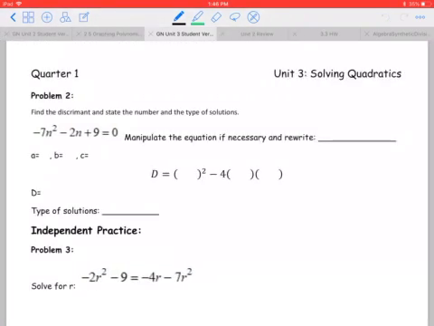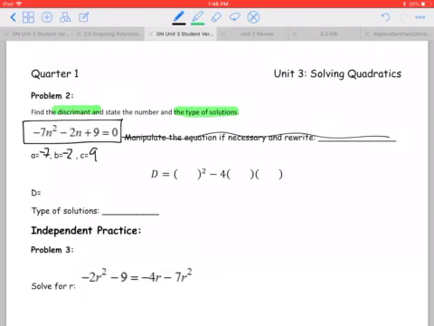Okay, problem number 2. We don't need to manipulate this one because it's already in the correct form. Saved you a little bit of work there. Go ahead and write down A, B, and C. Okay, A is -7, B is -2, C is 9. And if you look, this one just asks for the discriminant and the type of solutions.